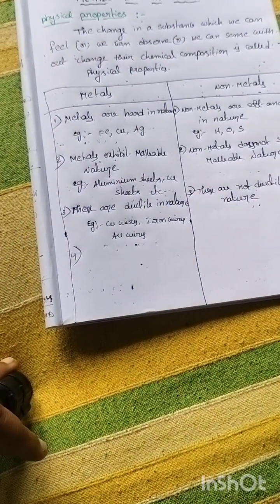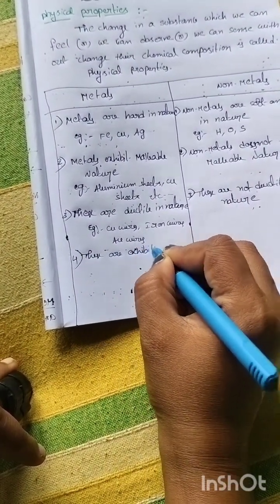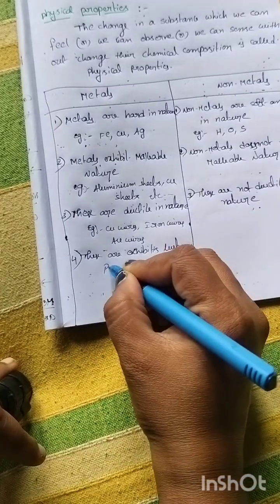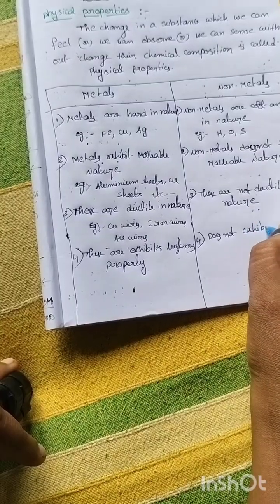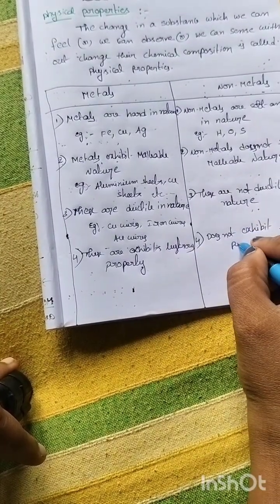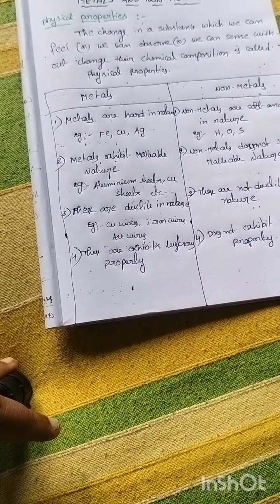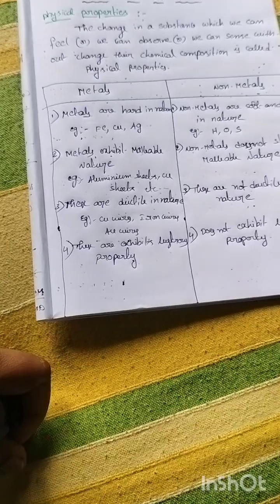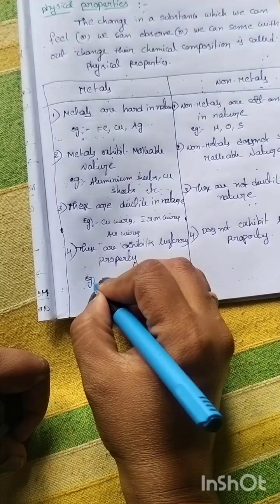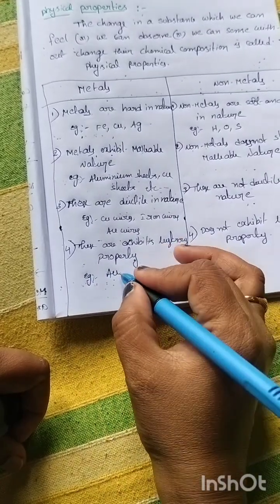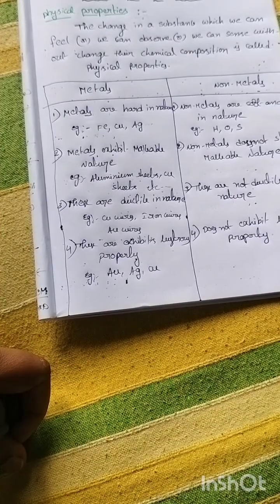Next, coming to the fourth physical property of metals. Metals show the lustrous property, whereas non-metals do not. Lustrous means shining. For example, gold is a shiny metal, isn't it? Silver is a shiny metal. Copper is a shiny metal. Iron is also a shiny metal. These are examples of the lustrous property of metals. Non-metals do not show the lustrous property because they are soft and gaseous in nature. This is the fourth physical property.